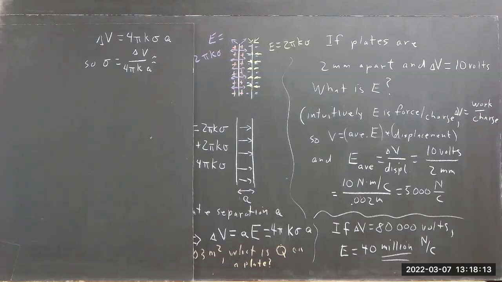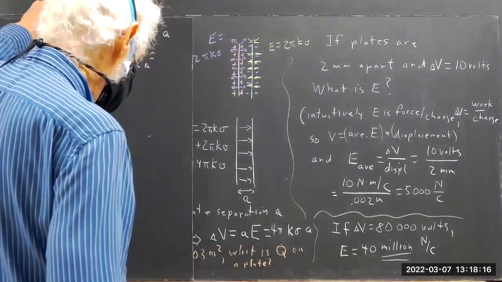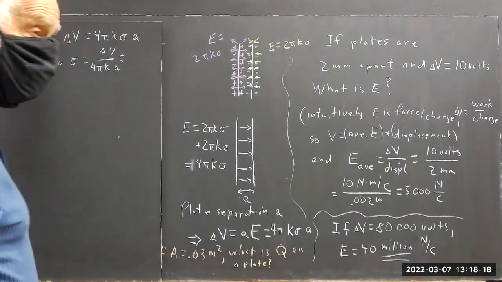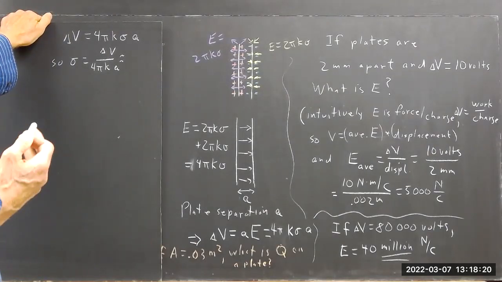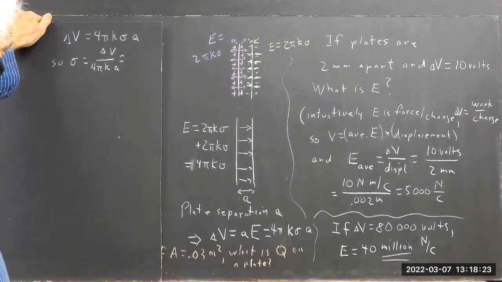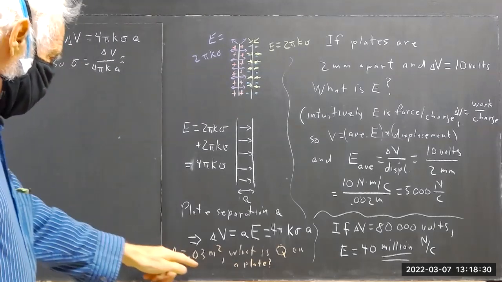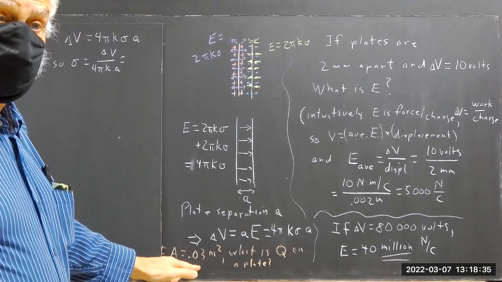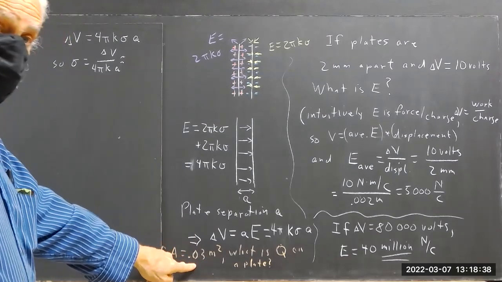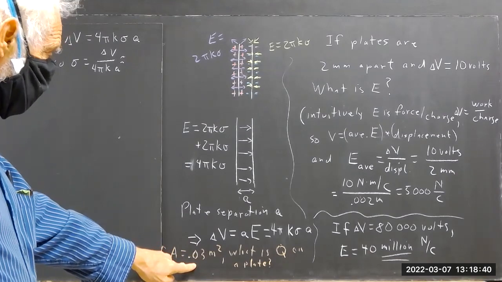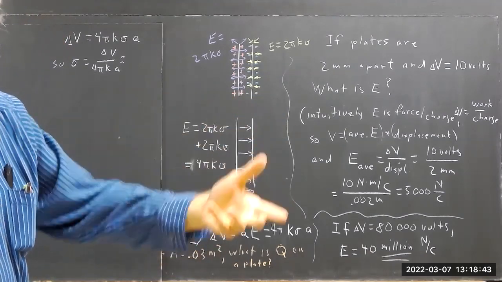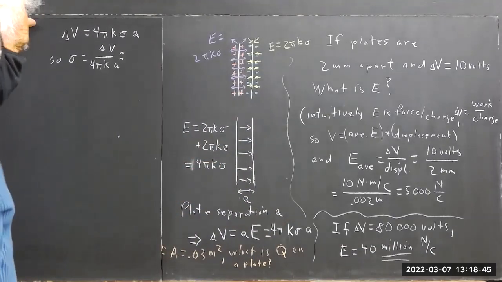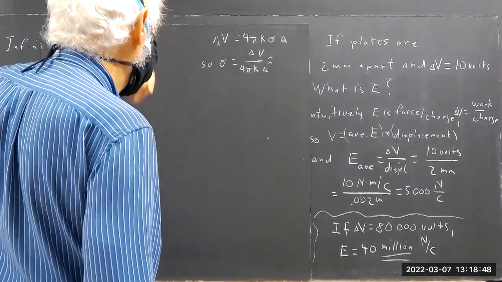So the question was again, if the area of the plate is 0.03 square meters, and officially it's 0.0314, but the 0.03, because of the edge effect, might be closer than the 0.0314 would be. So anyhow, ballpark number of square meters. What we're after really is how much charge is on those plates, at approximately 10 volts. Do it as accurately as you want.